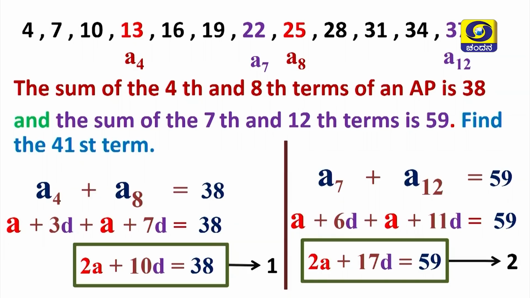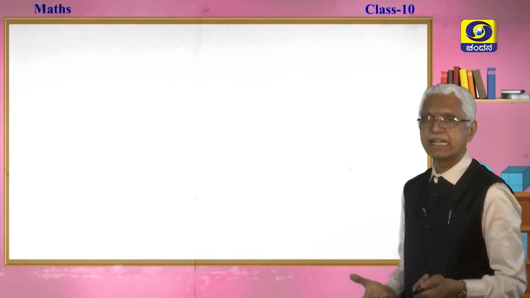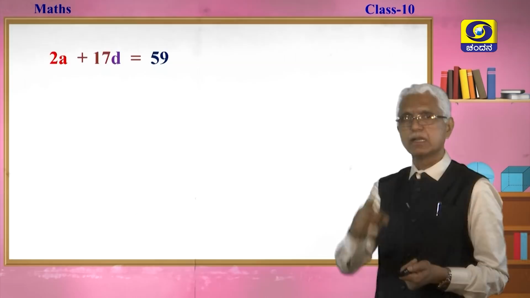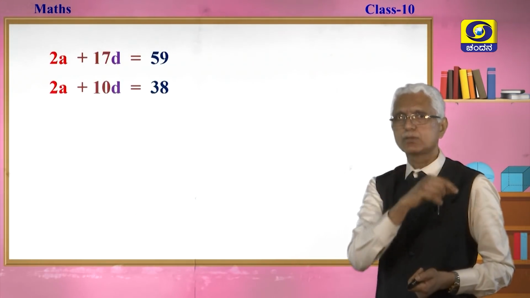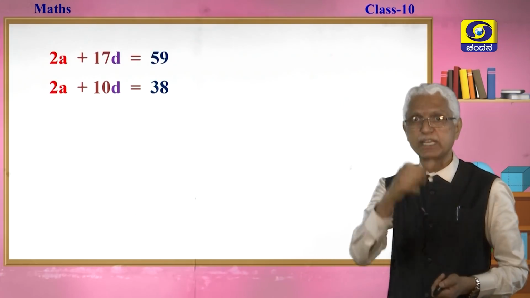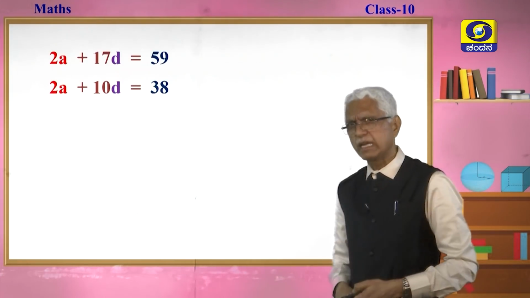Catch hold of these two linear equations. Solve them. You will get D, either D or A. You can eliminate anything. We shall see which one is more convenient. First, let us write both the equations. One equation is 2A plus 17D is equal to 59. Second equation is 2A plus 10D is equal to 38. See the beauty. Who is going to be eliminated?